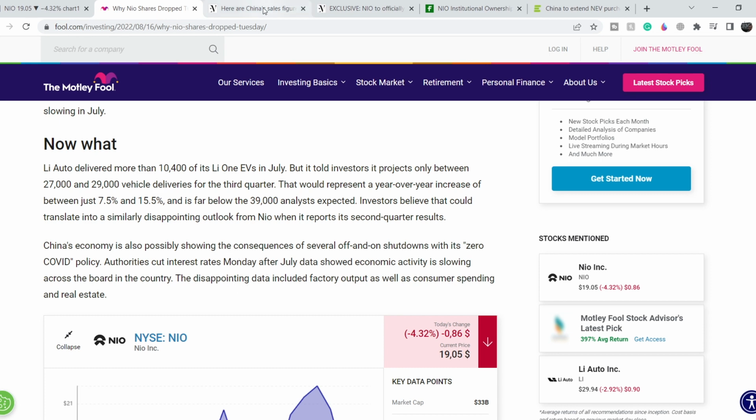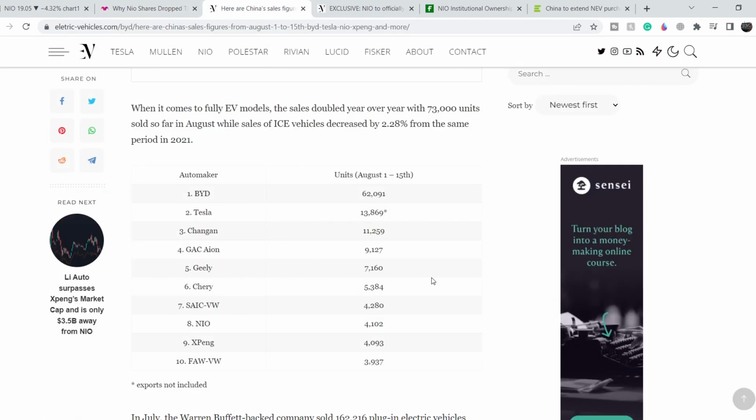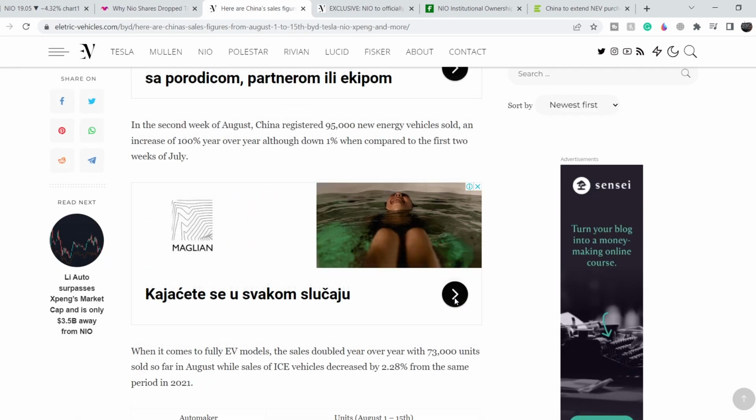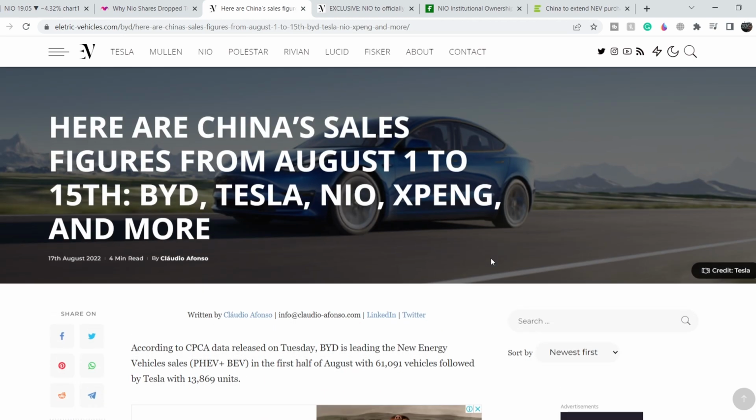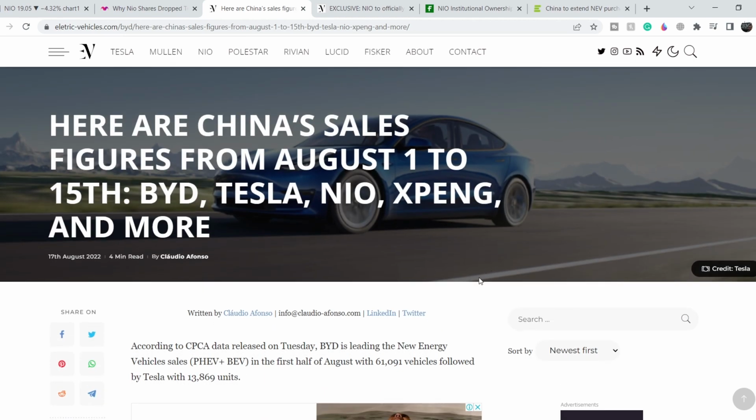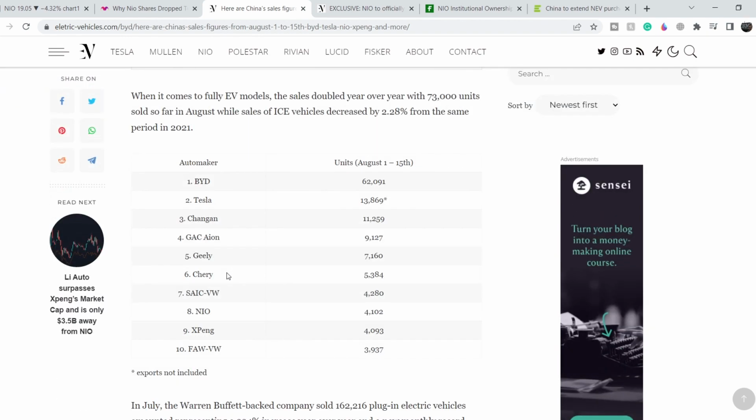And let me show you right here another piece of news that is directly related to NIO. We are on electricvehicles.com, and this article was published on August 17th. And it is the data of the sales of EV automakers in China. And NIO, as you can see, is in 8th place with about 4,102 vehicles sold. It is not the vehicles delivered, it is not the vehicles produced, it is just sales of the vehicles.